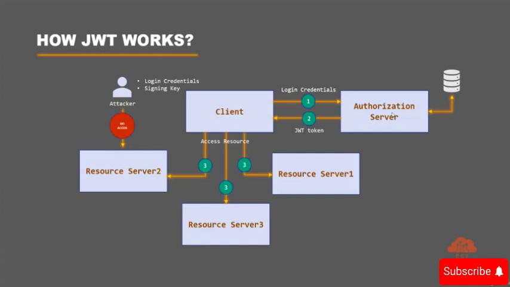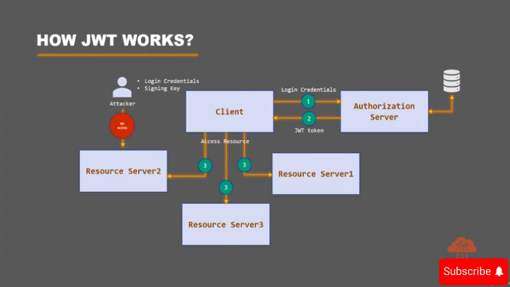That's option 1. Option 2 is the signing key is available on the authorization server, and depending on the type of algorithm used, the signing key may also be available on the resource servers. We will get into the details of algorithms later, but for now remember, it's possible that the signing key can be available on the authorization server or on the resource server. So he needs to compromise one of these servers to be able to get this signing key, so he can create his own JWT tokens and request these resource servers to give him access to those resources. This is how JWT works.